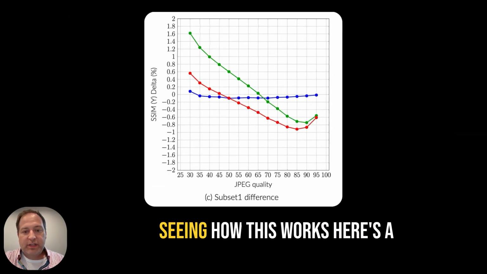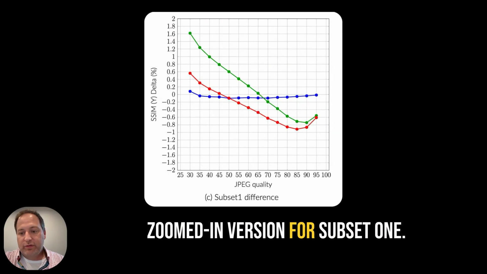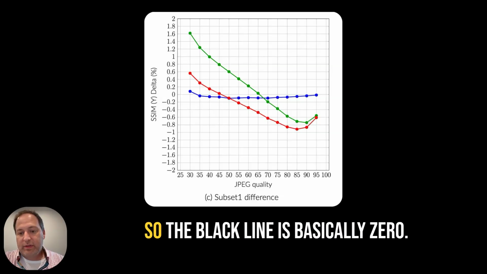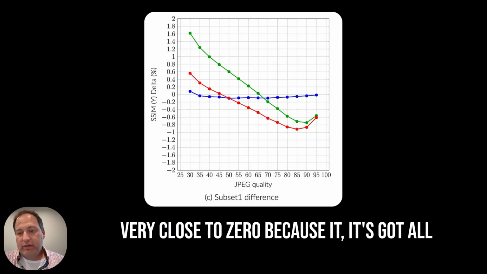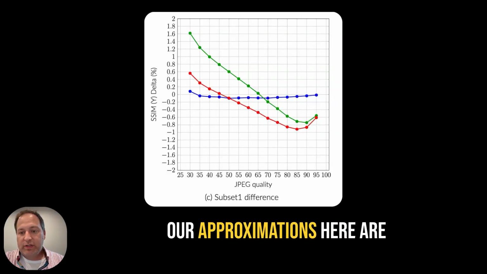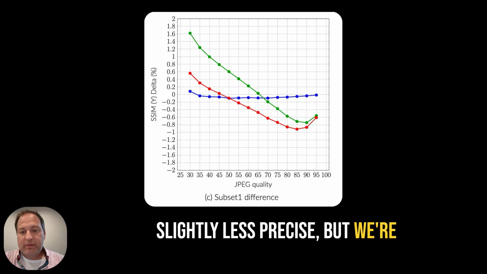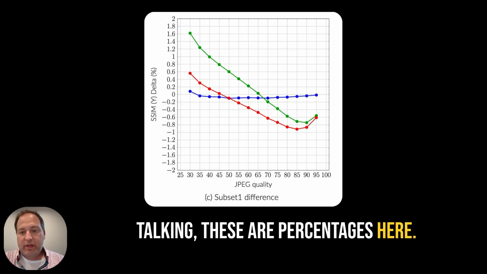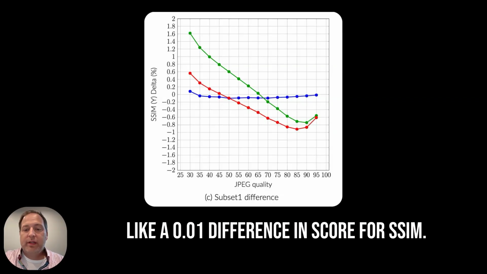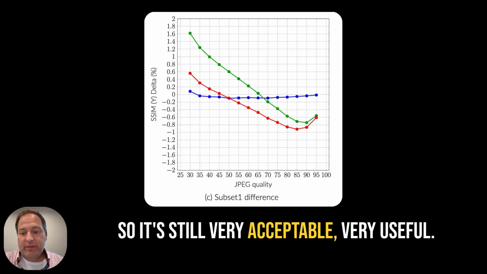If you're interested just in seeing how this works, here's a zoomed in version for subset 1. So this is the delta with the SSIM, so the black line is basically 0. We can see prior work by Martini here very close to 0 because it's got all this information for each sliding window. Our approximations here are slightly less precise, but we're talking, these are percentages here. So if you're 1% off, this is just like a 0.01 difference in score for SSIM. So it's still very acceptable, very useful.